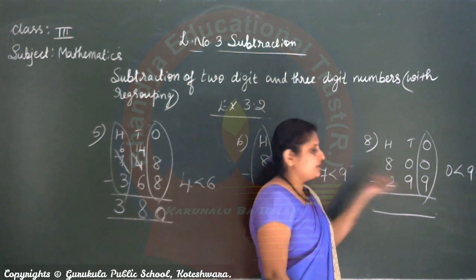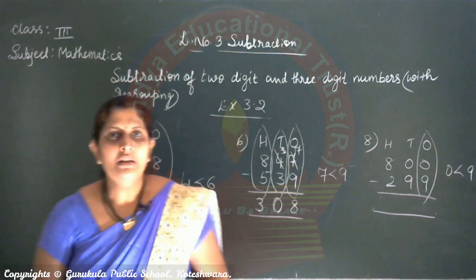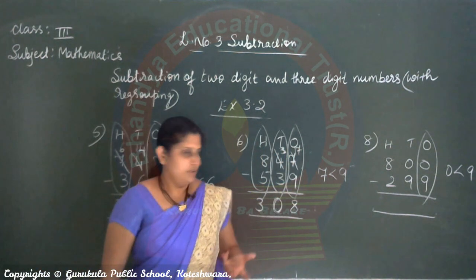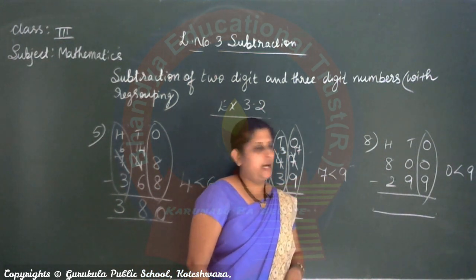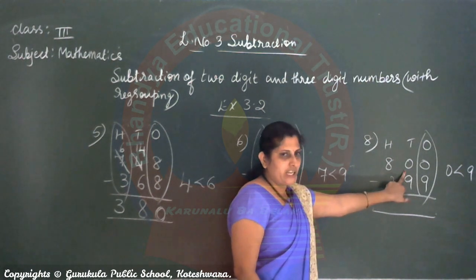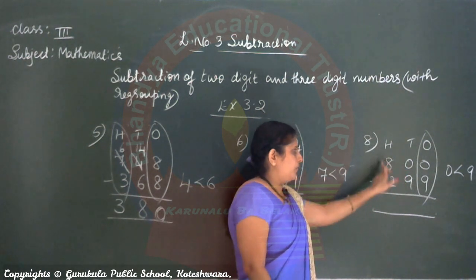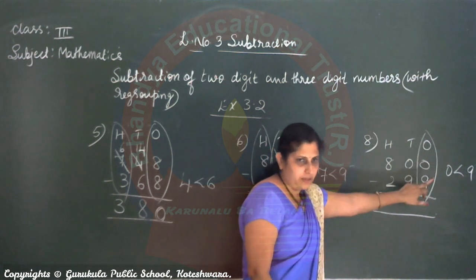In the tens column also, 0 is there, correct? We can't borrow from there. So I have to borrow from the hundreds place now. See, here also 0 is there. No tens here. So I have to borrow from the hundreds place to the tens place to the ones place.